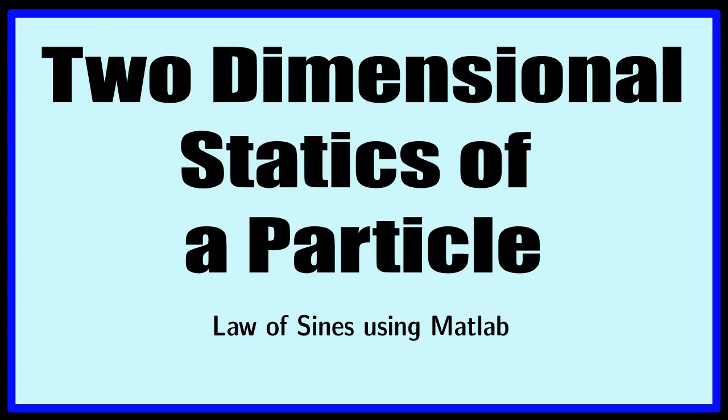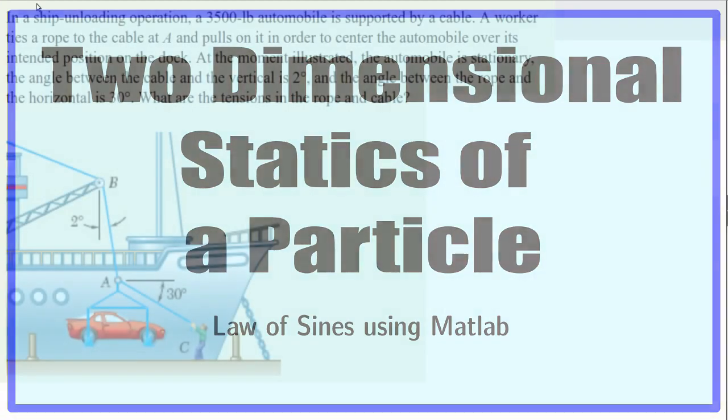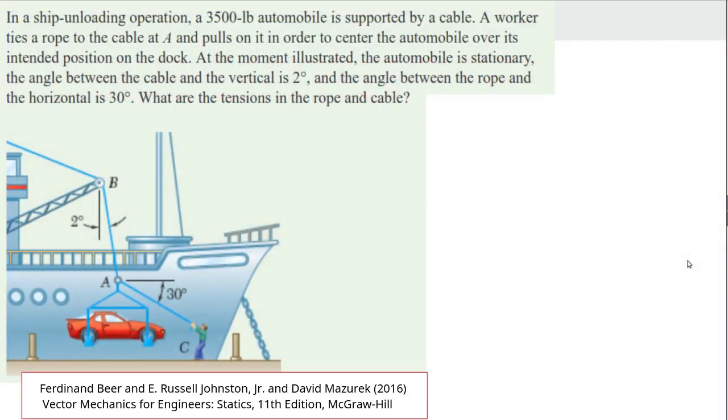This is the problem. Essentially, in a ship unloading operation, we're unloading a 3,500-pound automobile by a cable, and a worker ties a rope to the cable at A and pulls it in order to center the automobile where he wants it to land.